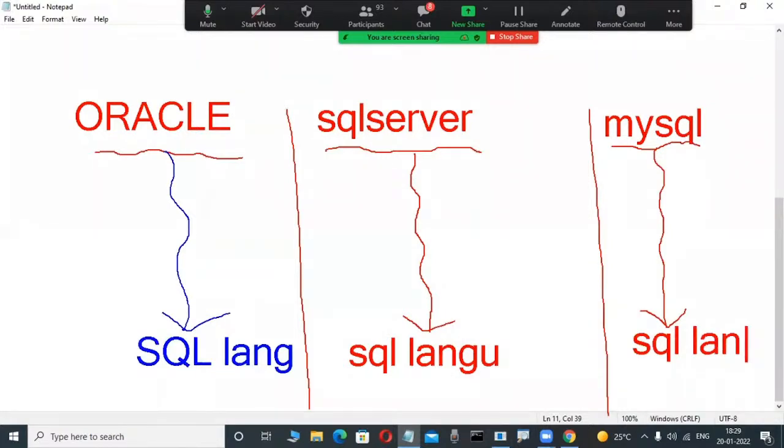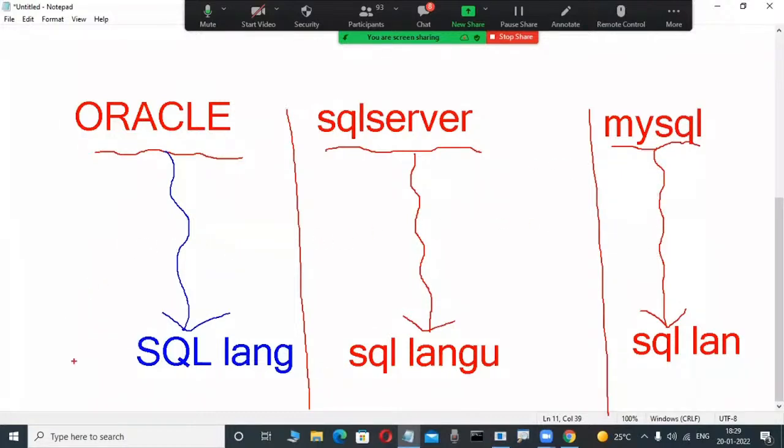Now what is my doubt? So many people attending this demo class have a doubt: are these SQL languages the same or different? Anybody guess? Only one answer is correct. Whether you are working on an Oracle database product in your system, or your friend is working on the SQL Server product, or your other friend is working on a MySQL database product.